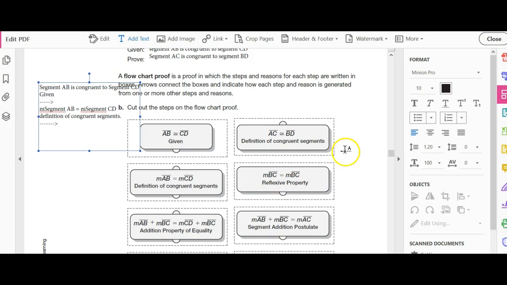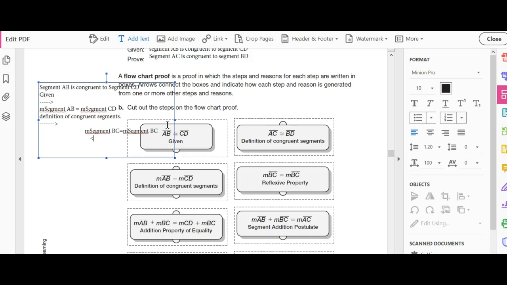But here I'm going to throw in this other one. The way I'm going to do this, you can see I'm moving this one over to the right a little bit. And I'm going to say the measure of segment BC equals the measure of segment BC. So it's equal to itself. And I'm going to stretch that out a little bit, just to show that my box would be off in the other direction. And then I'm going to draw my arrow pointing back.